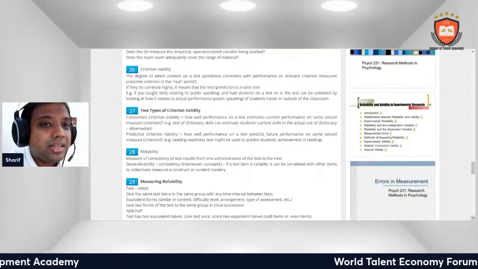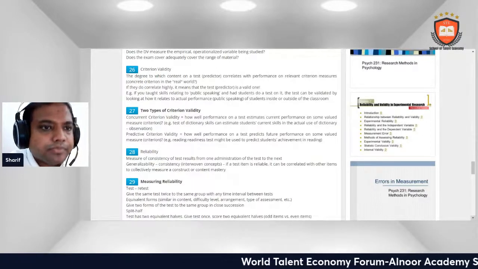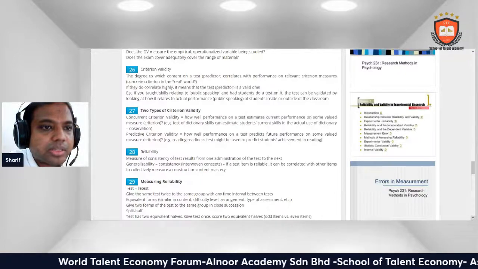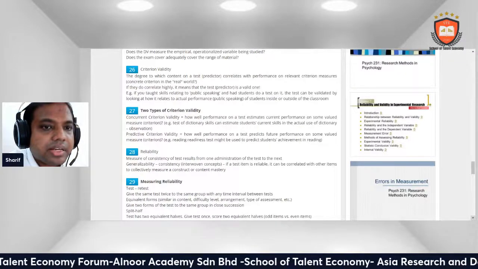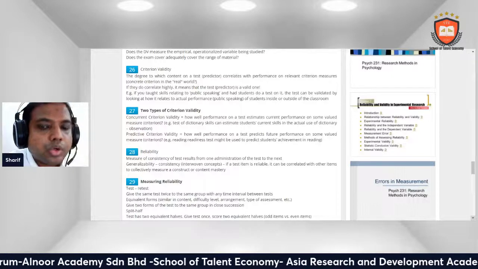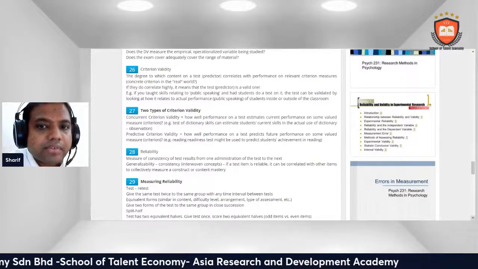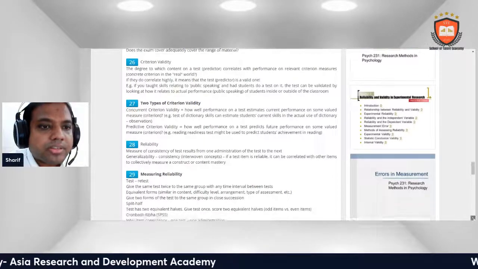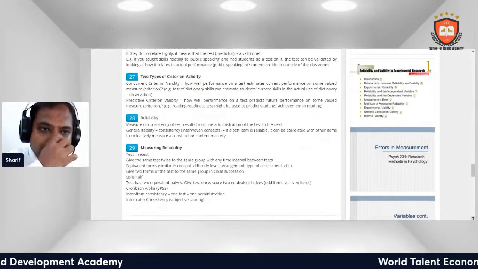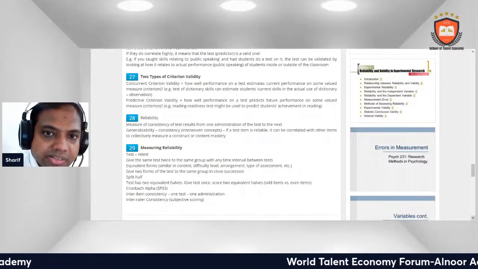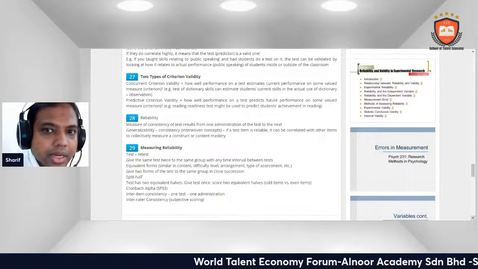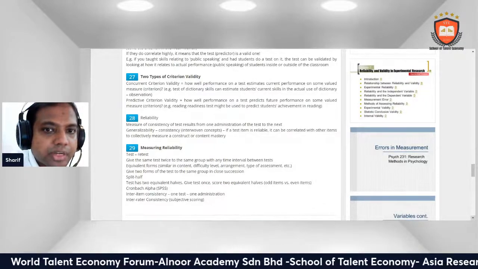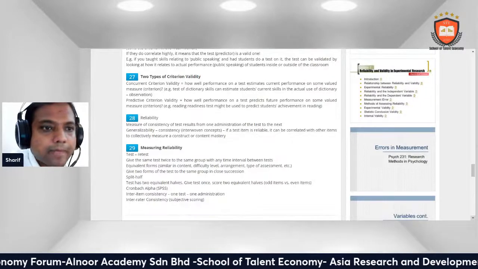Criterion validity is the degree to which content on a test correlates with performance. If they correlate highly, it means that the test is a valid one. If you taught skills relating to public speaking and had students do a test on it, the test can be validated by looking at how it relates to actual performance. There are two types of criterion validity: concurrent criterion validity, how well performance on a test estimates current performance on some valued measure; and predictive criterion validity, how well performance on a test predicts future performance on some valued measure.